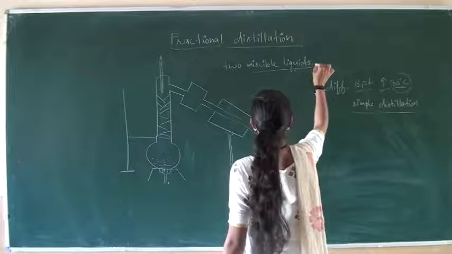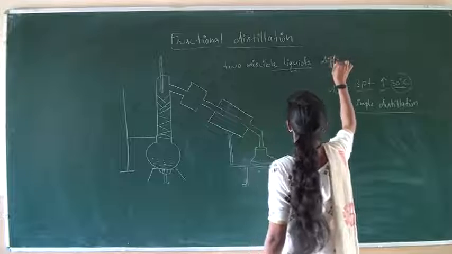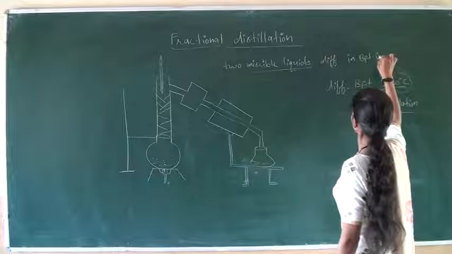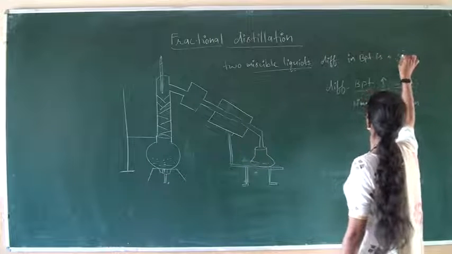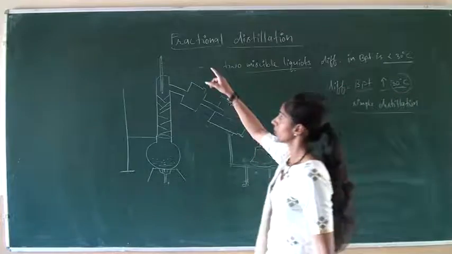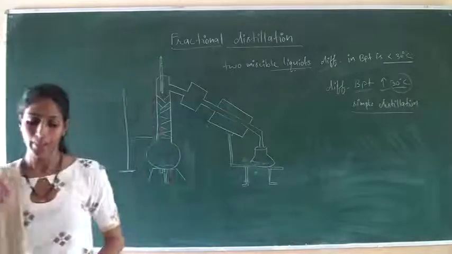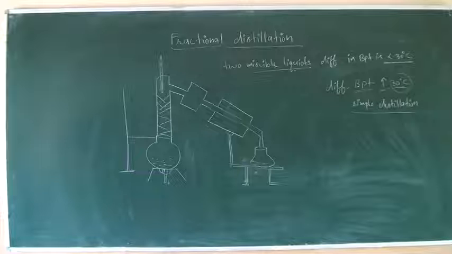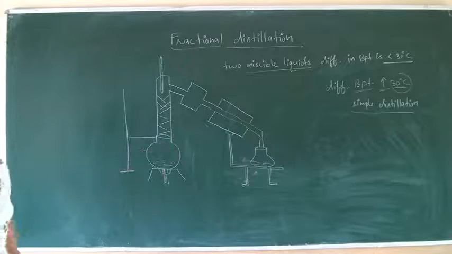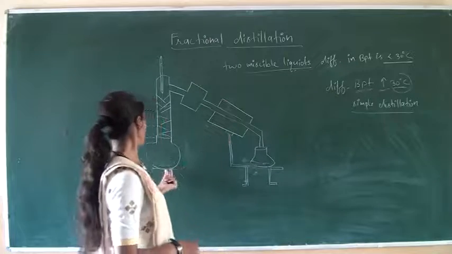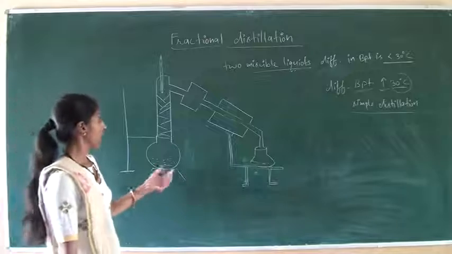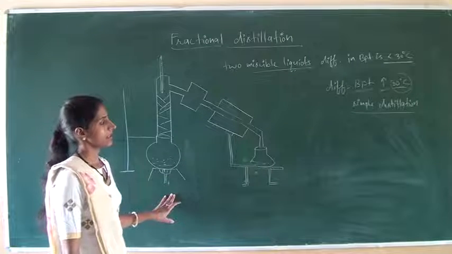But their difference in boiling point is less than 30 degrees Celsius. Then we use the fractional distillation method. The process of separating two miscible liquids from one another by heating is known as the fractional distillation method.